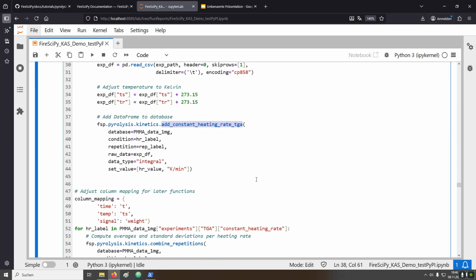The data is sorted by the condition, which is the heating rate. There is a further distinction by the repetition. Then the pandas data frame with the raw data is added. A data type needs to be selected between integral or differential. This is necessary because different processing methods have been designed for each.